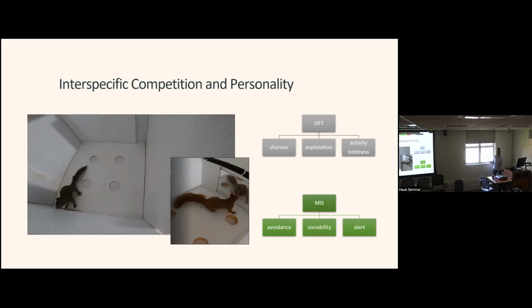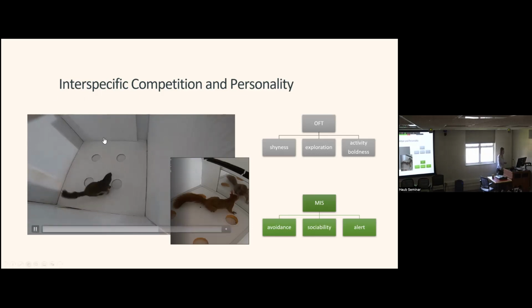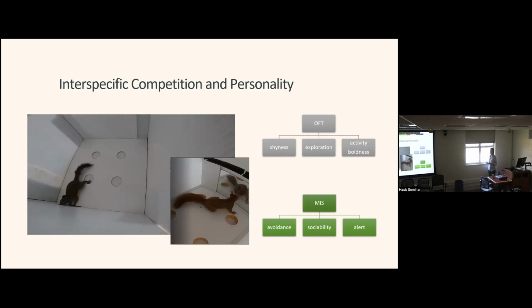And then after 4 minutes, you remove the panel that here is in the back, and it shows a mirror. And so the squirrel will see itself reflected, but it is a way for us to understand how that individual would react to a conspecific. And so with the mirror image stimulation test, we would see if a squirrel avoids the mirror, if it's more social, or if it just stays in alert.